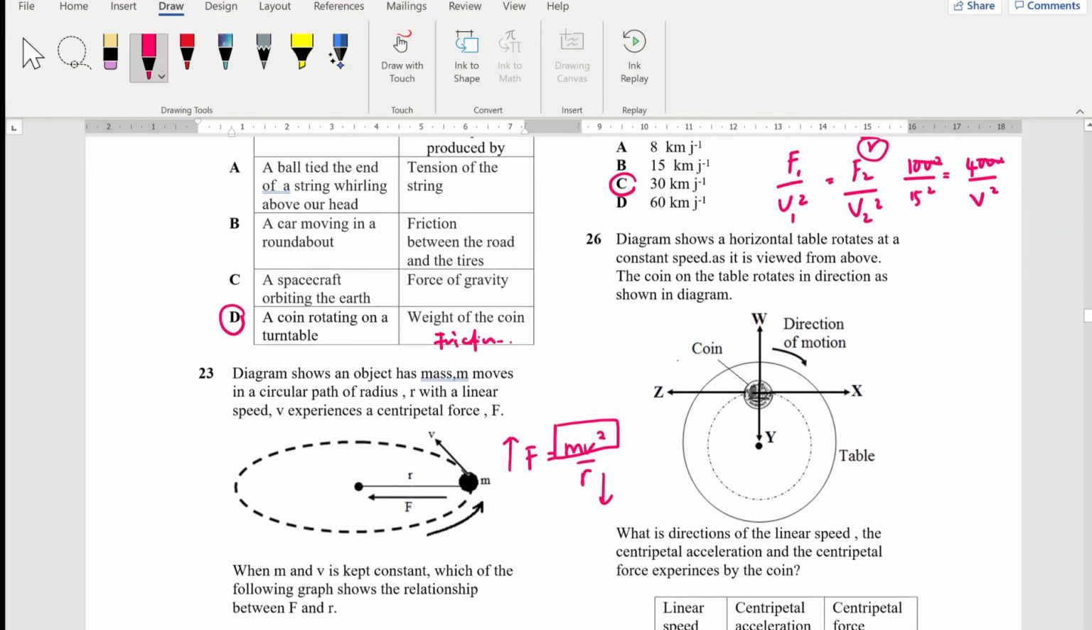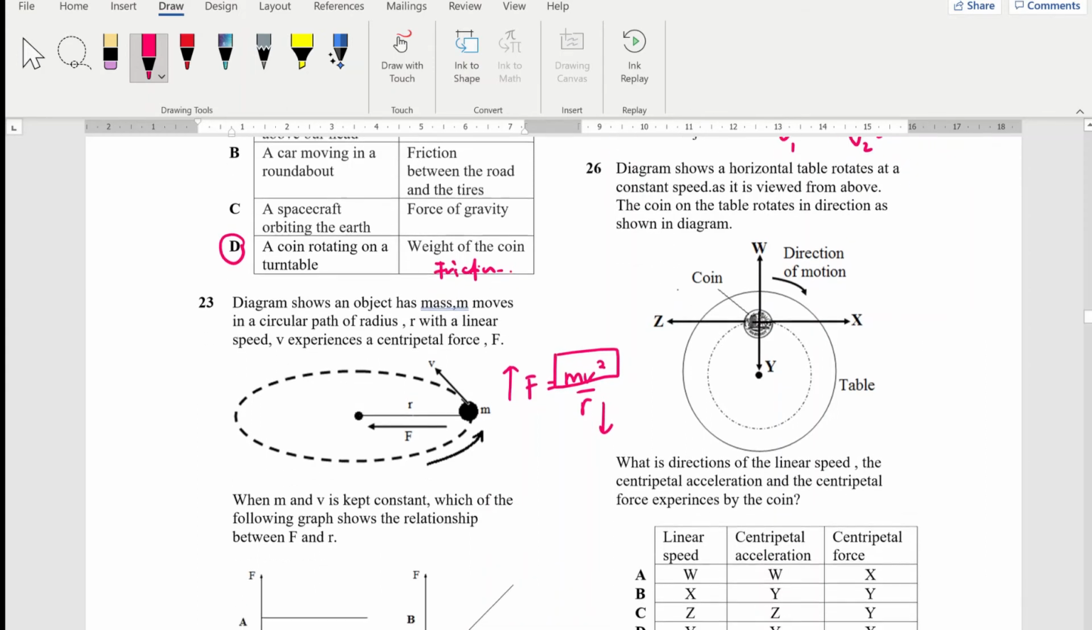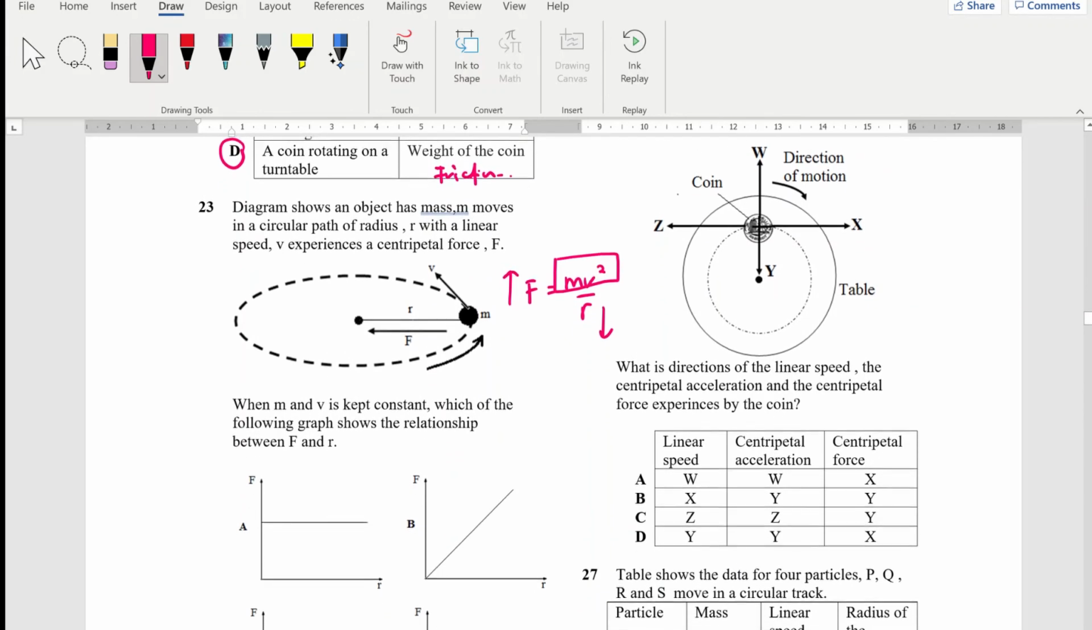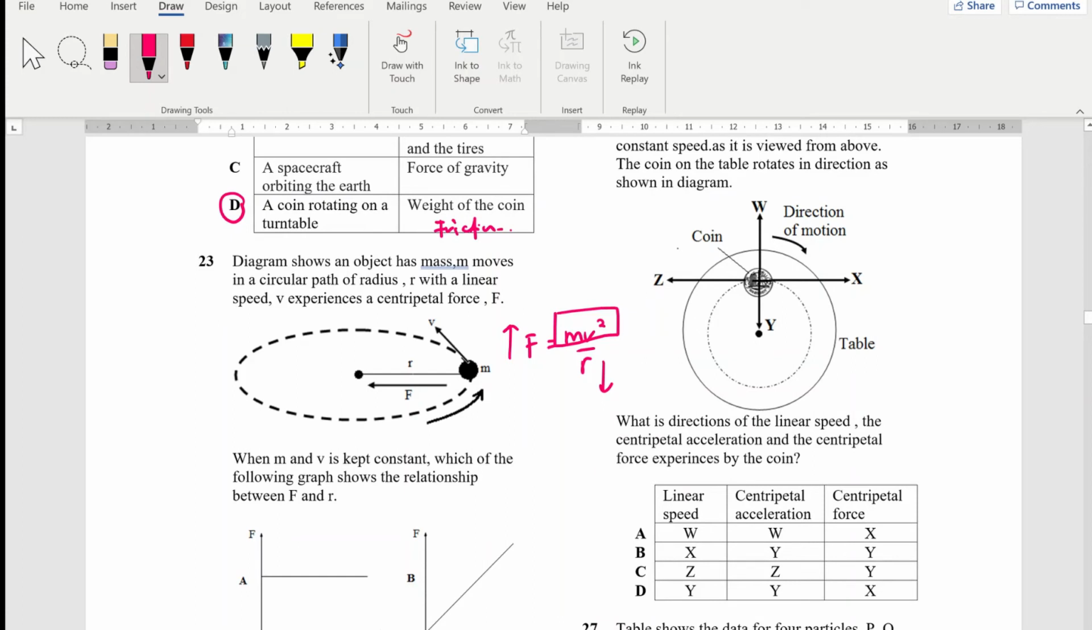26. Diagram shows a horizontal table rotates at a constant speed as it is viewed from above. The coin on the table rotates in direction as shown in the diagram. What is the direction of the linear speed, the centripetal acceleration, and the centripetal force experienced by the coin? Okay. Saya dah tunjuk dalam saya punya video.